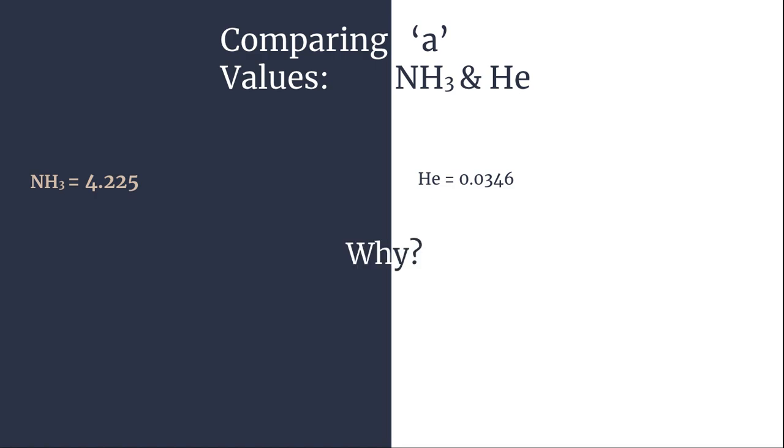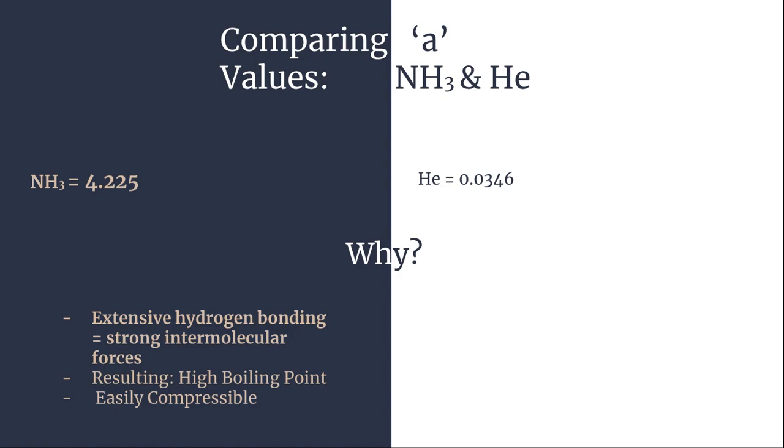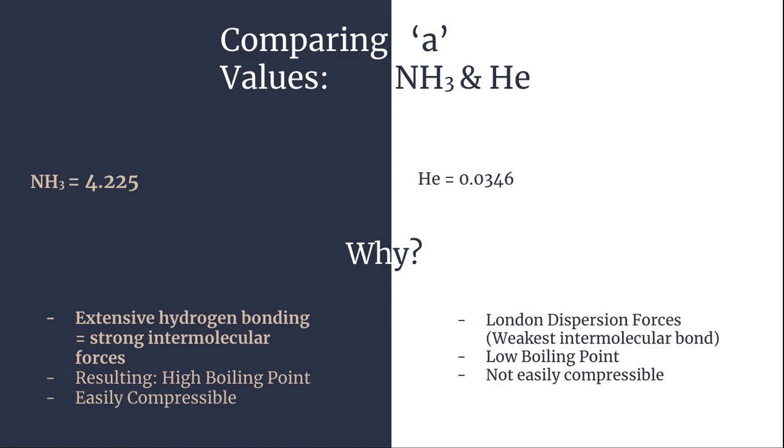So why is this? Well, extensively strong hydrogen bonding in NH3 leads to strong intermolecular forces, resulting in a high boiling point, and it is easily compressible. Whereas helium has only London dispersion forces, which are seen in all molecules and bonds, and they're the weakest intermolecular bond. So this results in a low boiling point and it's not easily compressible. Therefore, it has a lower a constant.